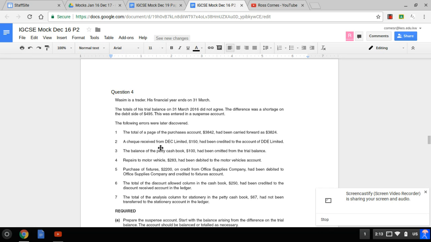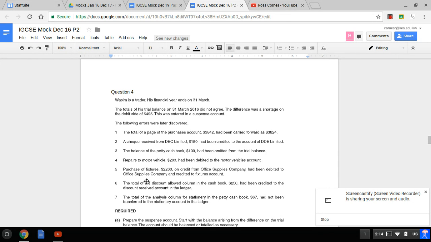Second one isn't going to affect the profit at all. It's just in the wrong account. So it's just going to affect which one of the customers owe the business money. The balance of the petty cash book has been omitted. That isn't going to affect it because petty cash is an asset, and the only other thing that was affected was the suspense account. Repairs to motor vehicles is going to affect it because it's being debited to the motor vehicles account. So we're going to increase an expense when we take it out of the motor vehicles account, which appears in the statement of financial position.